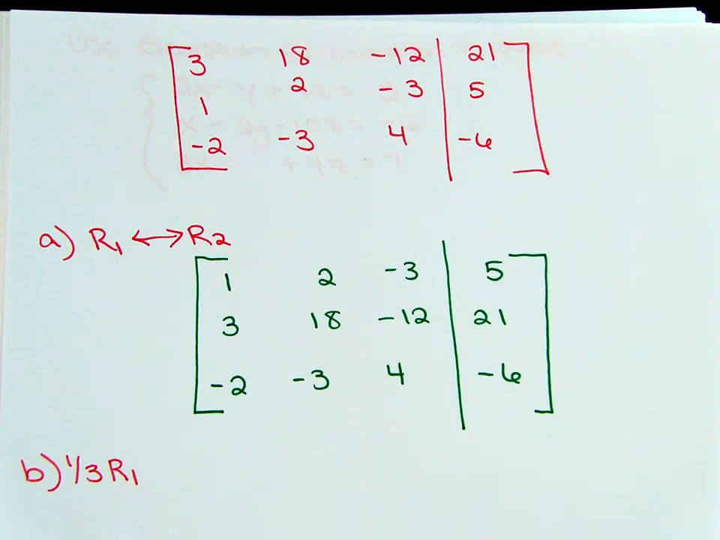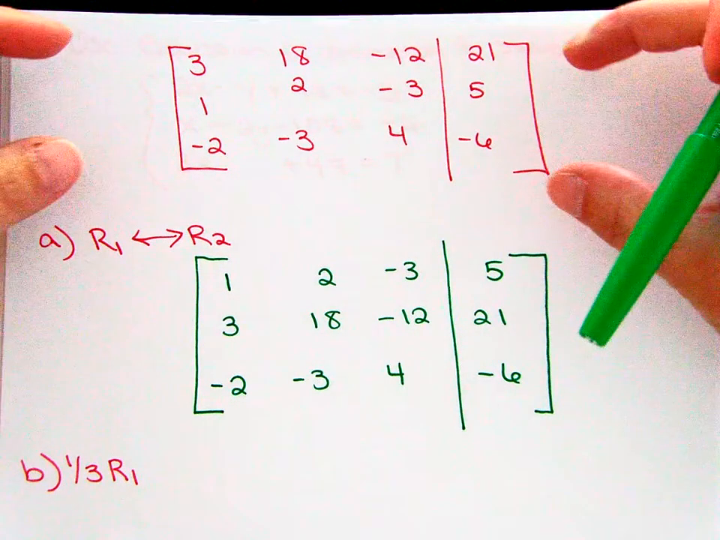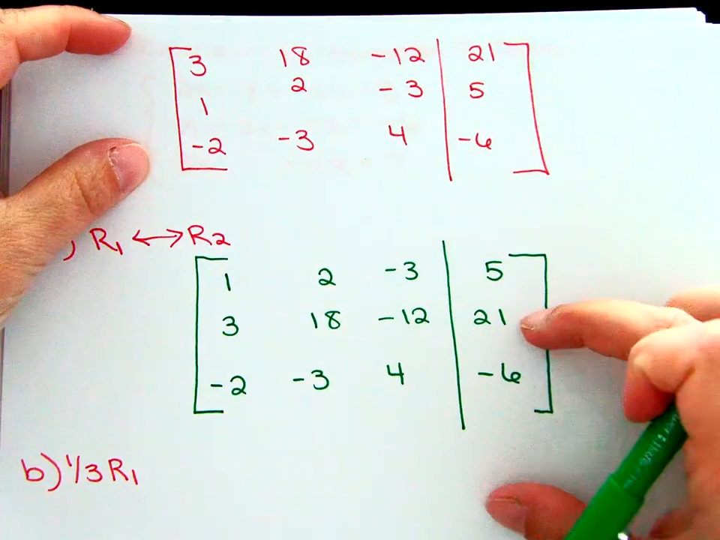That's how that first row operation works. Now, for all these other row operations that we're going to do, we're going to reference the start. We're not going to reference the one we just did. We're going to go all the way to the start, okay?